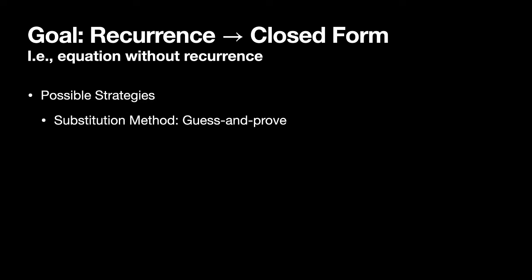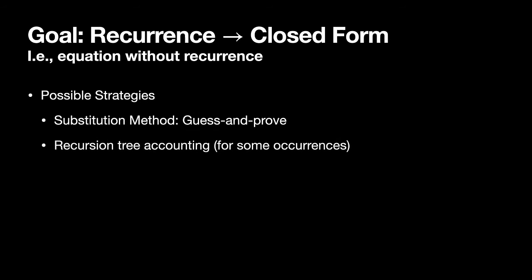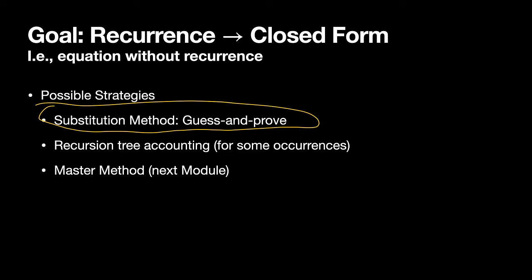One of them is the substitution method. In the substitution method, you have some sort of a guess as to what you think the solution is, and you try and prove that that guess is correct. The second approach will be using a recursion tree to do some accounting, and this will work for some recurrences. And then the last approach that we'll look at in another module is the master method. So for now, we're going to focus on the first of these, the substitution method.